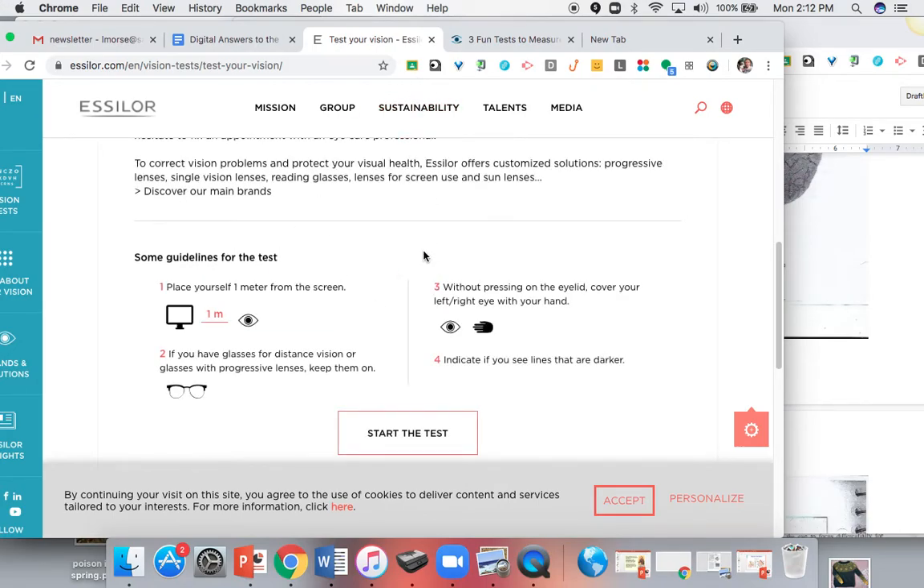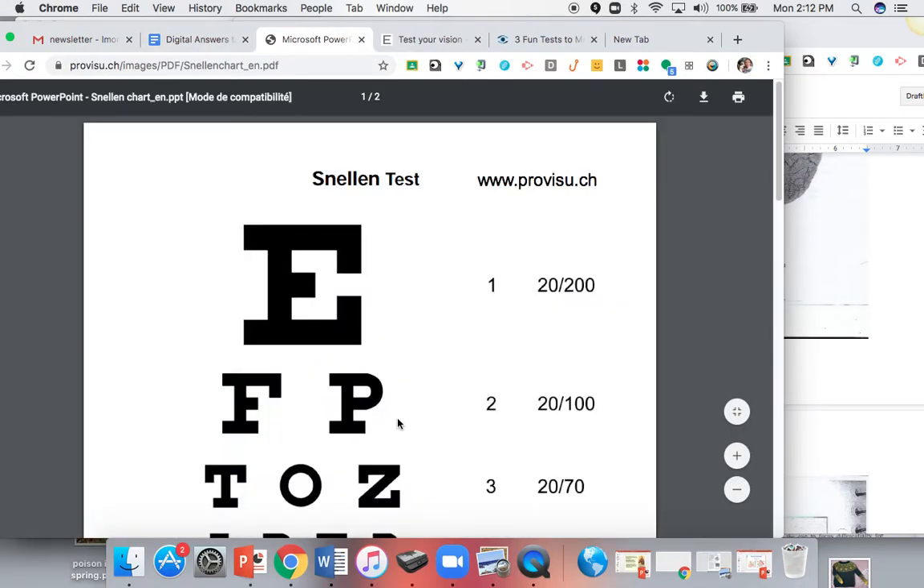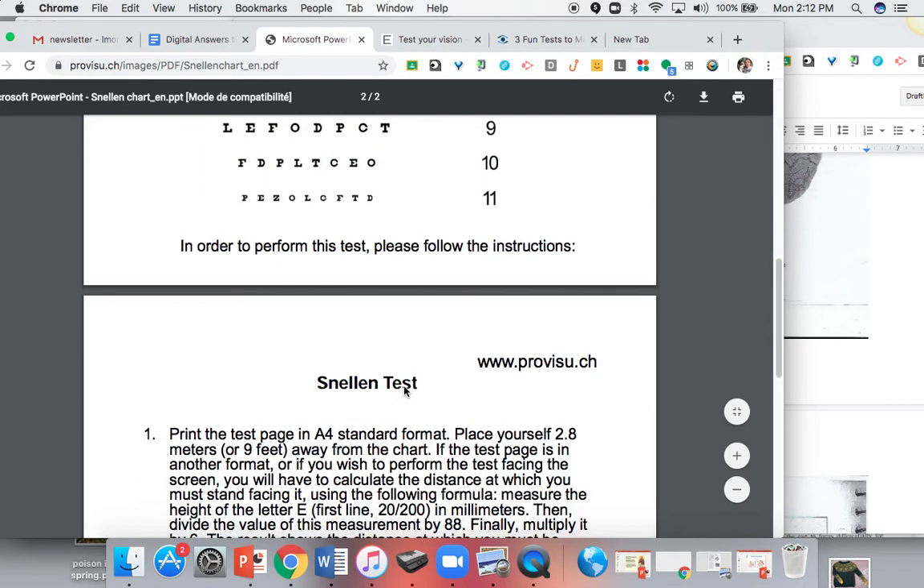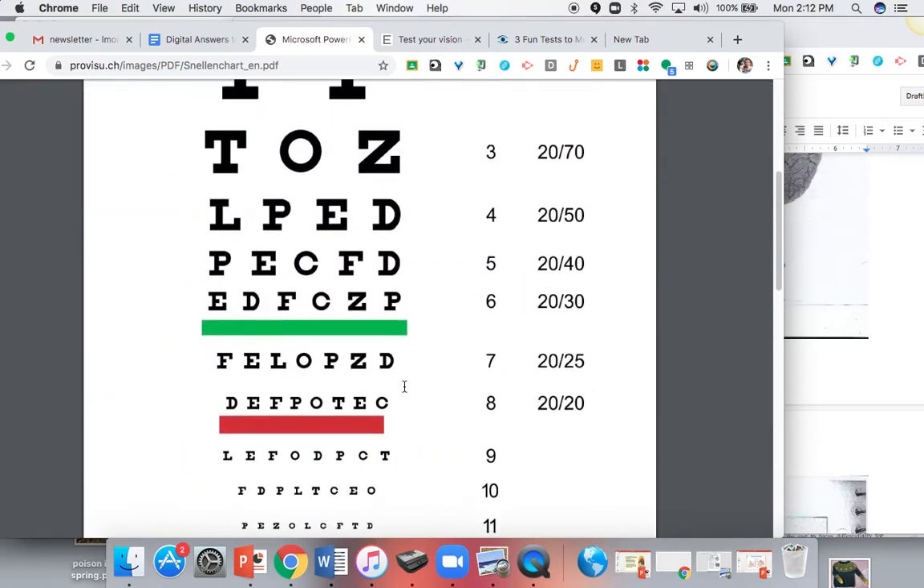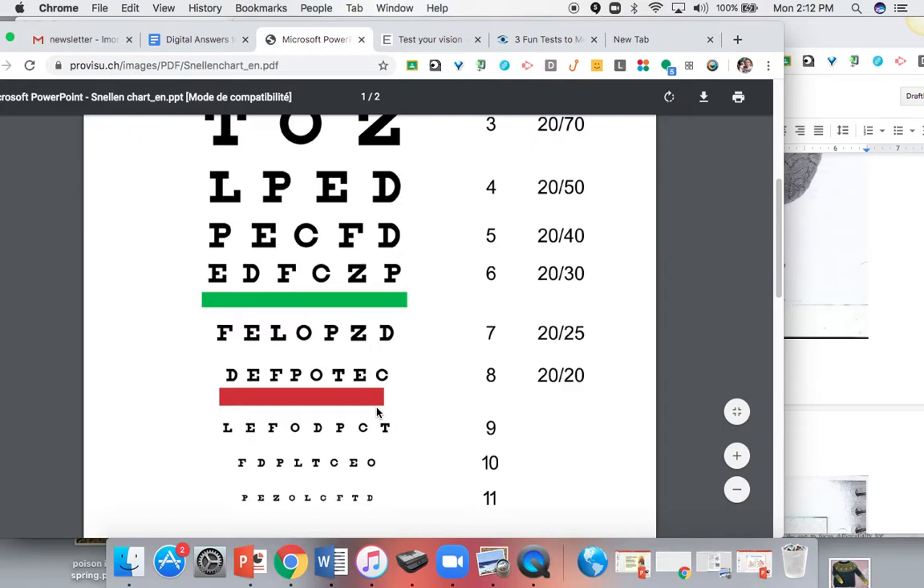If you want to be an ophthalmologist or an optometrist someday, and you have a printer, I suggest you go to the Snellen test and print out a Snellen test and put it in your house. You know what? Everybody needs more fun in their lives. Follow the directions for printing this out. Stick it on a wall someplace, and test and see if you can see what everybody in your house's vision is.